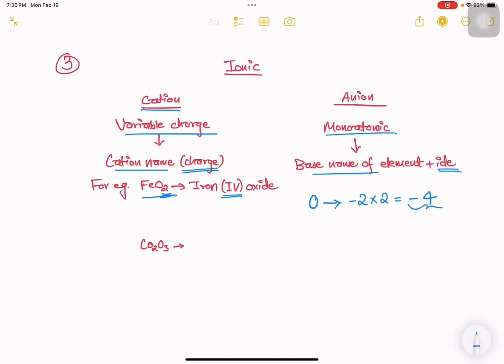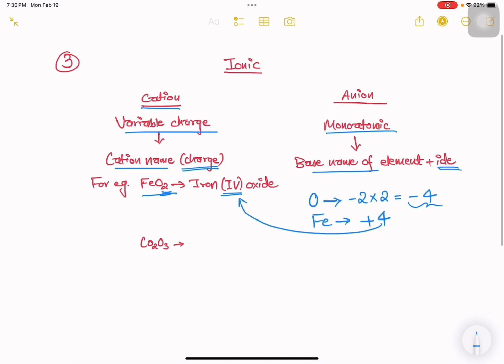Because the compound has to be neutral, iron must have +4 charge, that's why this 4 goes here. Another example, Co2O3. We know Co is cobalt, we know O is oxygen, so cobalt oxide. But what's the charge of the cobalt?